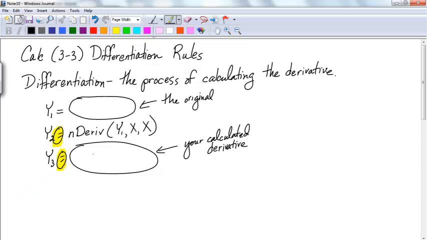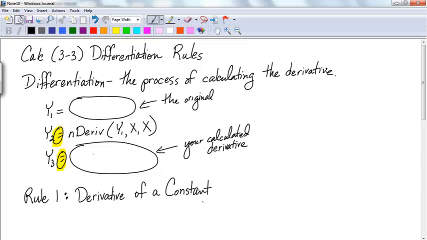Okay, now there are some rules. We're going to go through all the rules for differentiation in this section. Rule 1 is the derivative of a constant. And for a lot of these, you already know the answer. The derivative of a constant. A constant is like a number. Okay, like 5, -3. They are constants.